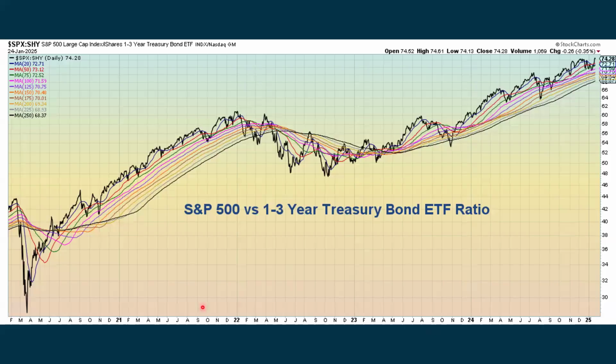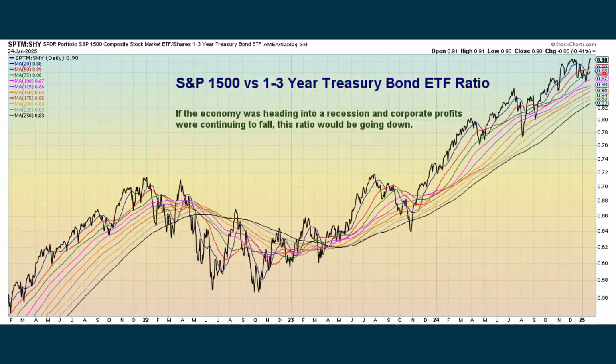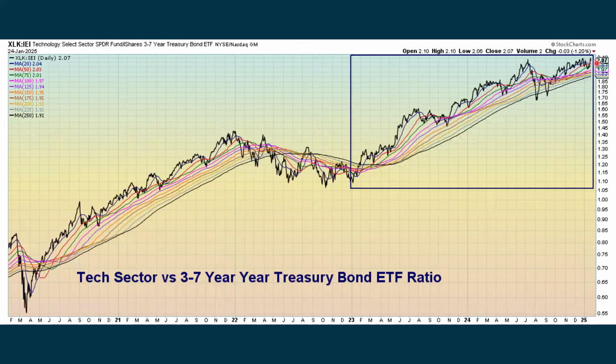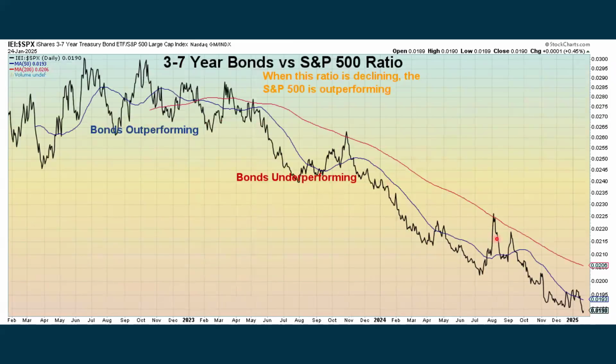Then we look at a ratio between the S&P 500 and short-term 1 to 3 year bonds. Stocks are outperforming. This is still looking pretty solid. Then we look at a broad market measure, the S&P 1500 with short-term bonds also doing quite well. Then another broad market measure with further out bonds looking really good right now. The tech sector doing good when compared to 3 to 7 year bonds. And this is kind of an inverse of what we just looked at. This shows how bonds are underperforming stocks.